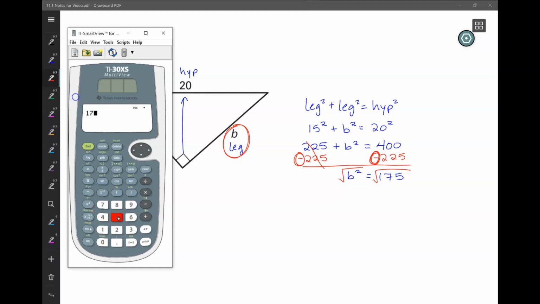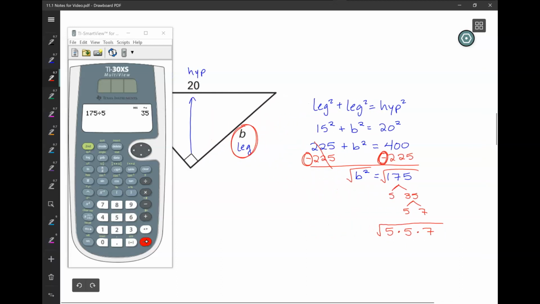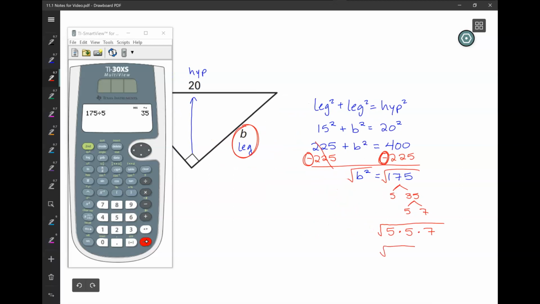Well, it ends with a 5, so it can certainly be divided by 5. So 5 times 35, and 35 is 5 times 7. What you're doing here is you're looking for pairs. The square root of 175 is the same as the square root of 5 times 5 times 7. And you can break that apart and say that's the same as the square root of 5 times 5 times the square root of 7.